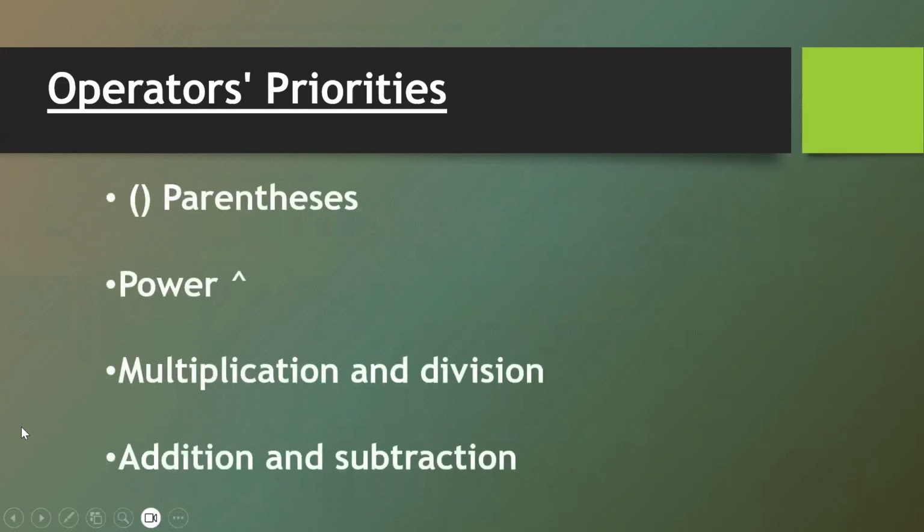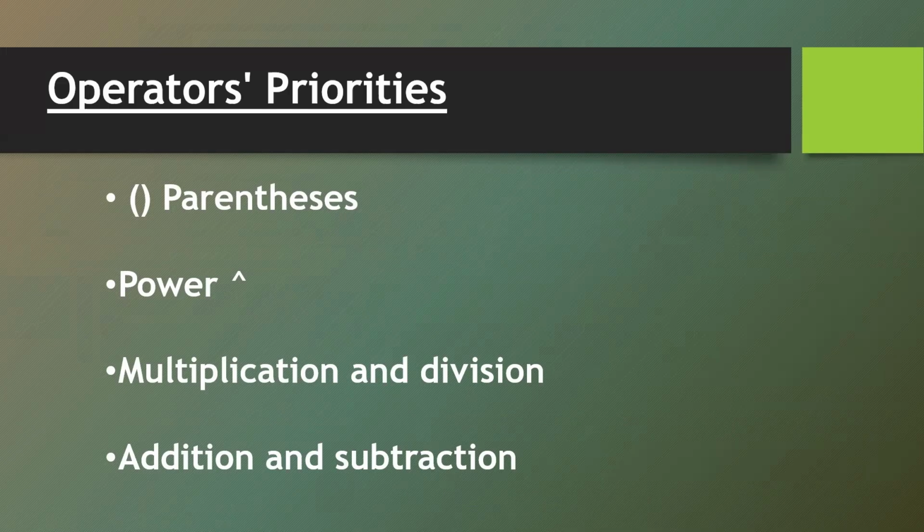So the first priority is the parentheses. Anything between parentheses will be applied first. If we have a long expression and one of the parts is included between parentheses, this part will be applied first. After parentheses, the power will be solved in the second priority. And in the third priority, multiplication and division. As you can see, both multiplication and division are in the same priority, the third priority after parentheses and power. But what if we have multiplication and division in the same expression?